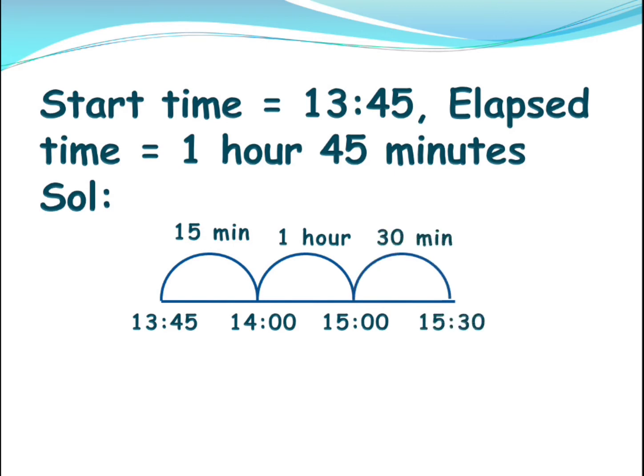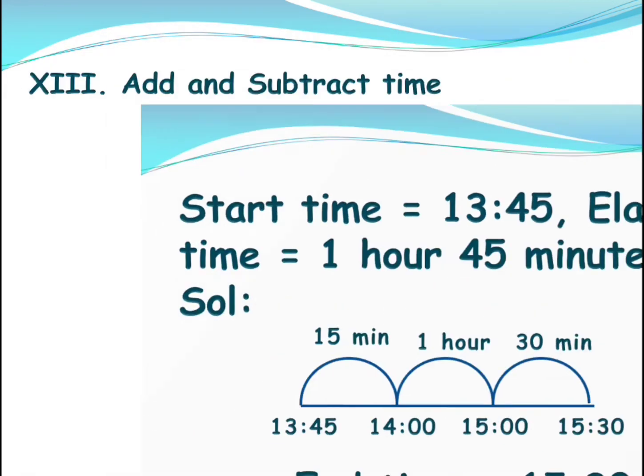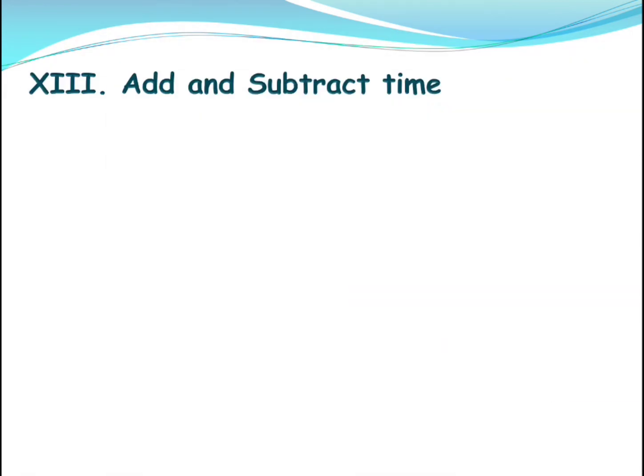Isn't it, children? So that becomes 1 hour 45 minutes. Isn't it? 1 hour 30 minutes plus 15 minutes becomes 1 hour 45 minutes. So what is the end time? 15:30. That is 3:30 p.m. Okay. So end time is equal to 15:30. Okay, children. So in this way, you need to find the elapsed time, start time and end time for the given information. Okay. Now let's see the next bit, which is adding and subtracting the time.